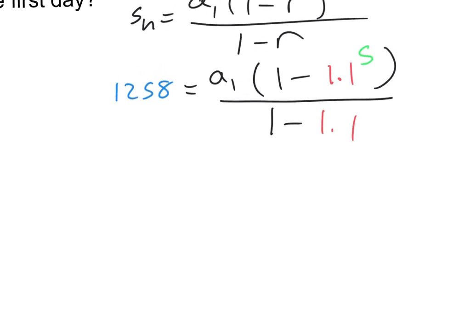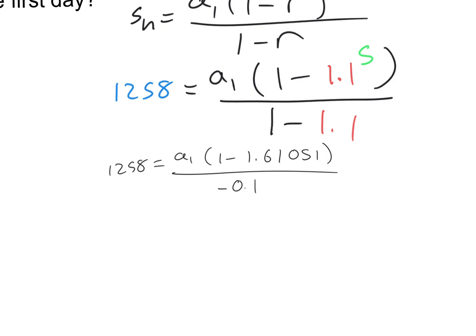First thing I see I have to do is this 1.1 to the 5th. Let's use my calculator. 1.1 to the 5th is a big old decimal, so I'm going to copy it all down. I got 1258 equals a sub 1, 1 minus 1.6101. And obviously 1 minus 1.1 is negative 0.1. All right, let's clean this part up, right? What's 1 minus that? I still have 1258 equals.